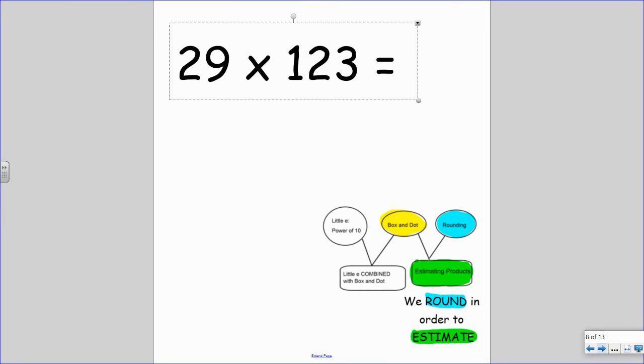Let's look at this one. Oh my gosh, this is a 2-digit by 3-digit problem. If I were to find the actual answer, this would take a lot of work. But what I'm going to do is just round each factor very, very quickly. 29 rounded to the nearest 10 because that's the greatest digit. That would be 30. 123 rounded to the nearest 100 because that's the greatest place value we have. Well, that's going to be 100.